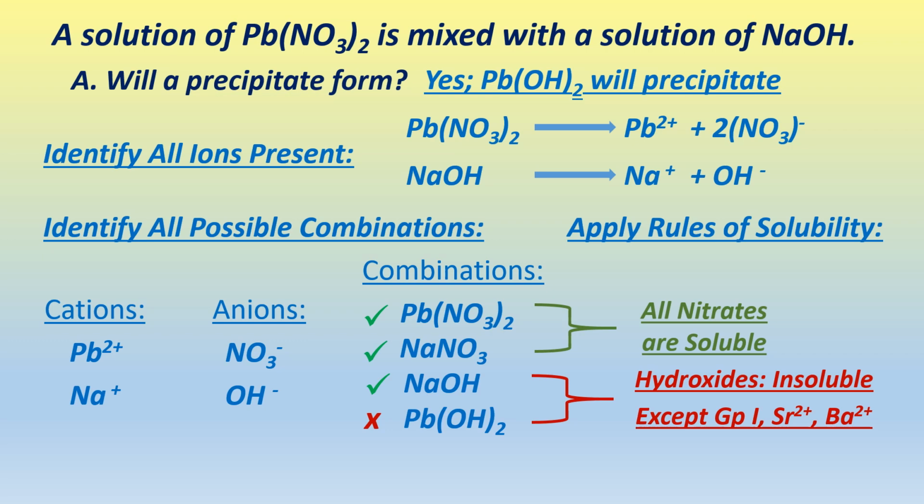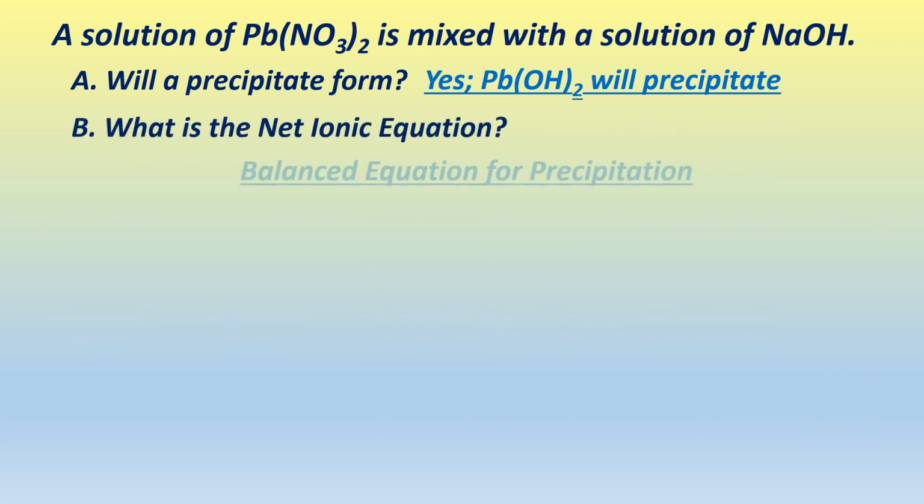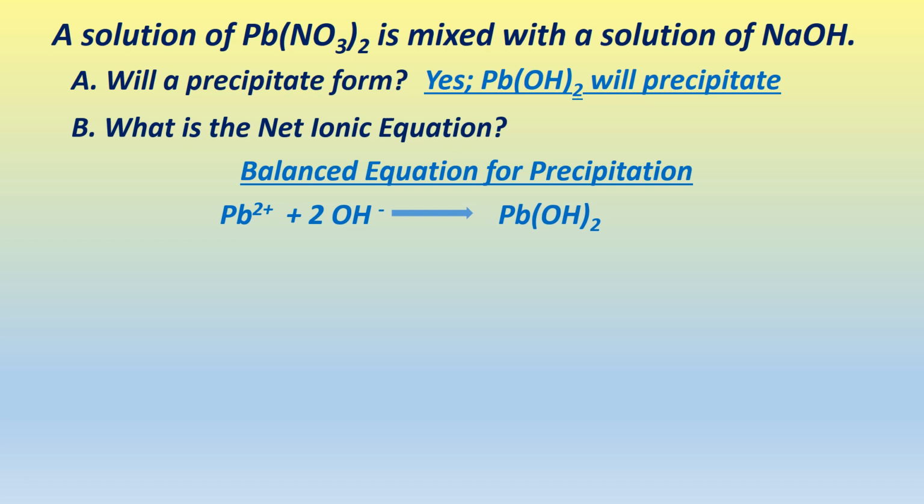One can then go further with this example, where one could ask for the net ionic equation. Very simply, the net ionic equation is the balanced equation for the precipitate. We've already determined that lead-2 hydroxide precipitated, and therefore you have a very simple question. What things do you need to make lead hydroxide? One needs Pb2+ and 2 OH- to make 1 Pb(OH)2.